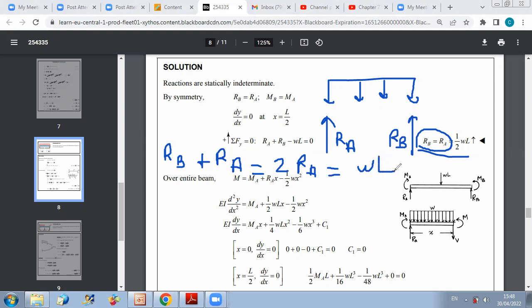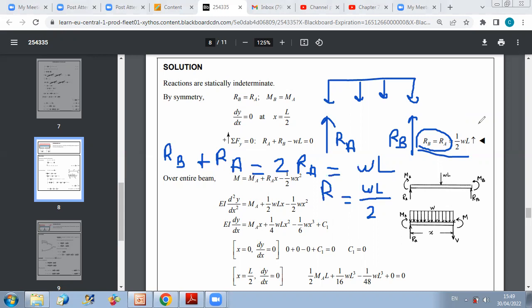Okay, so this will allow you to find the value of RA. So RA is omega L over 2. So even we didn't need to apply conditions at B. And of course, to find RA or RB, you can also use the deflection equation. You'll find exactly the same result.